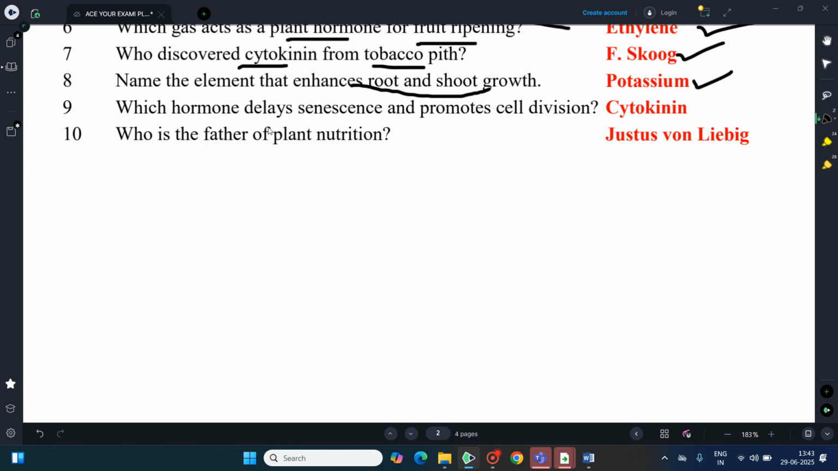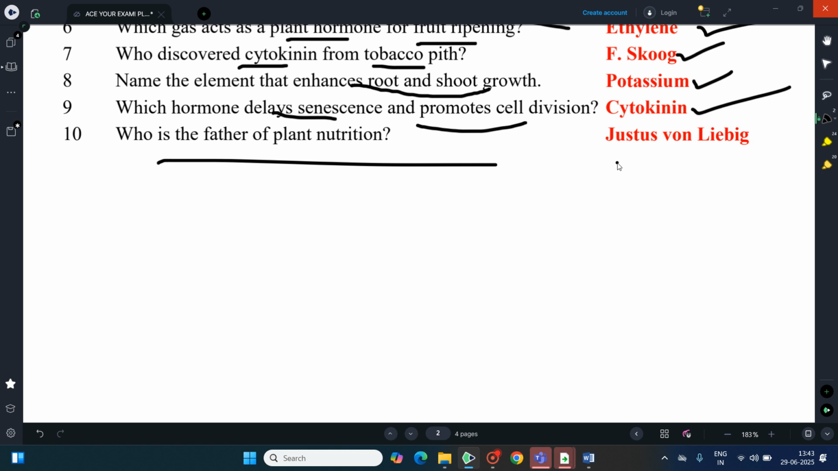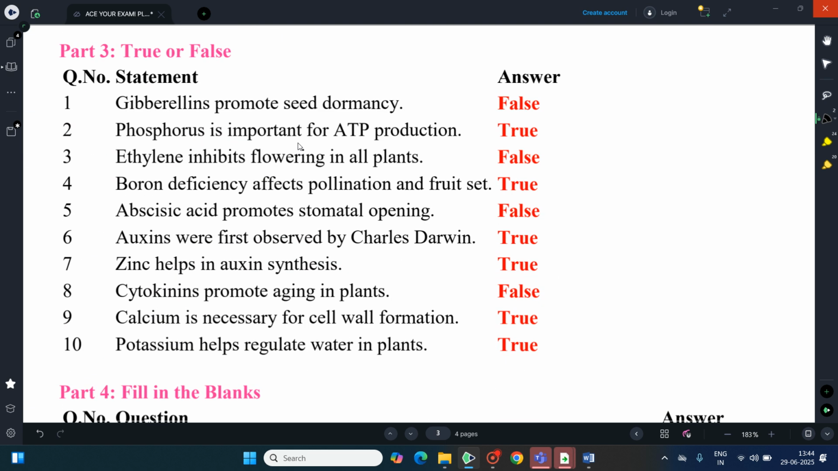Which hormone delays senescence and promotes cell division? Answer is cytokinin. Who is the father of plant nutrition? The answer is Justus von Liebig. That's all about one word answer. Next, let us discuss the statements, whether they are true or false.